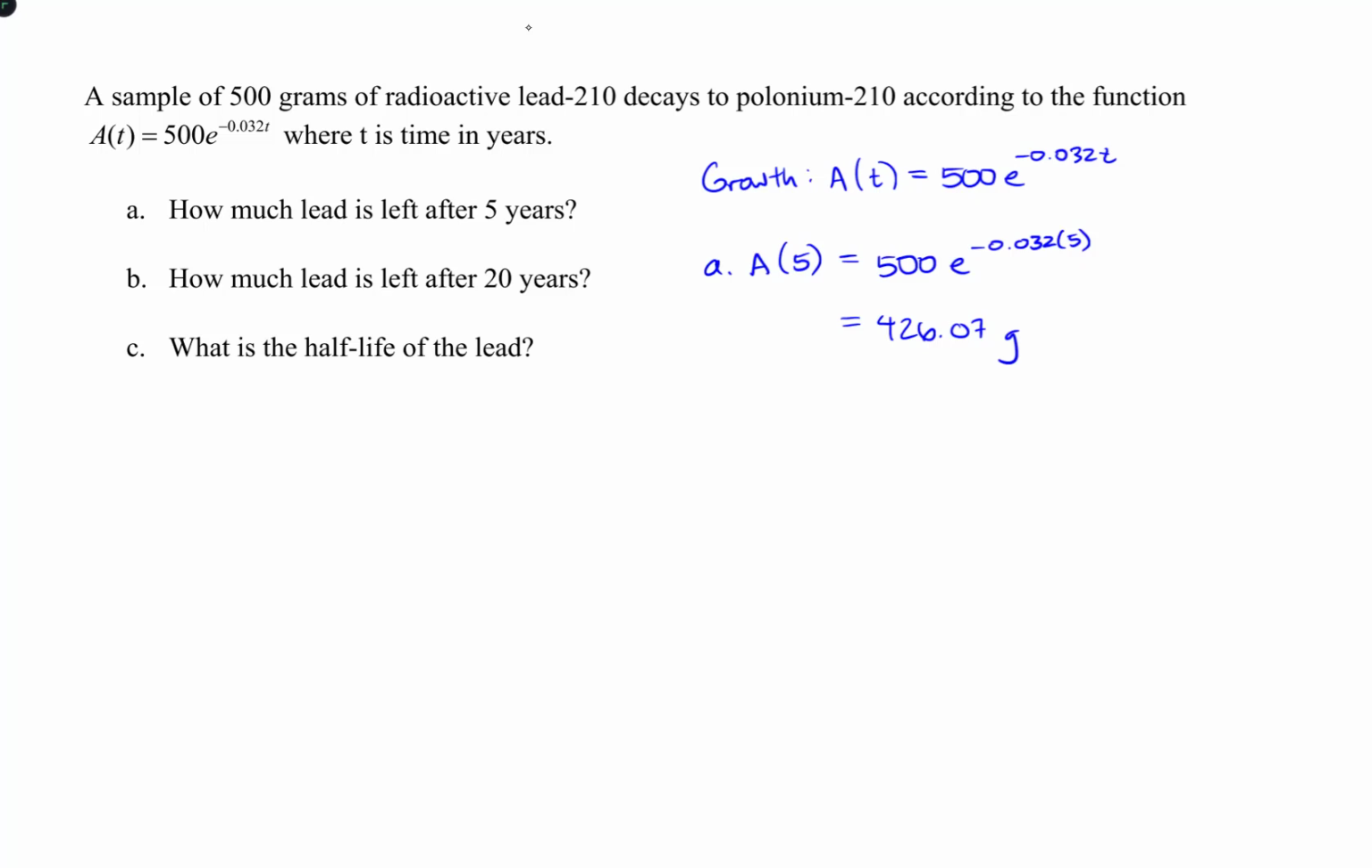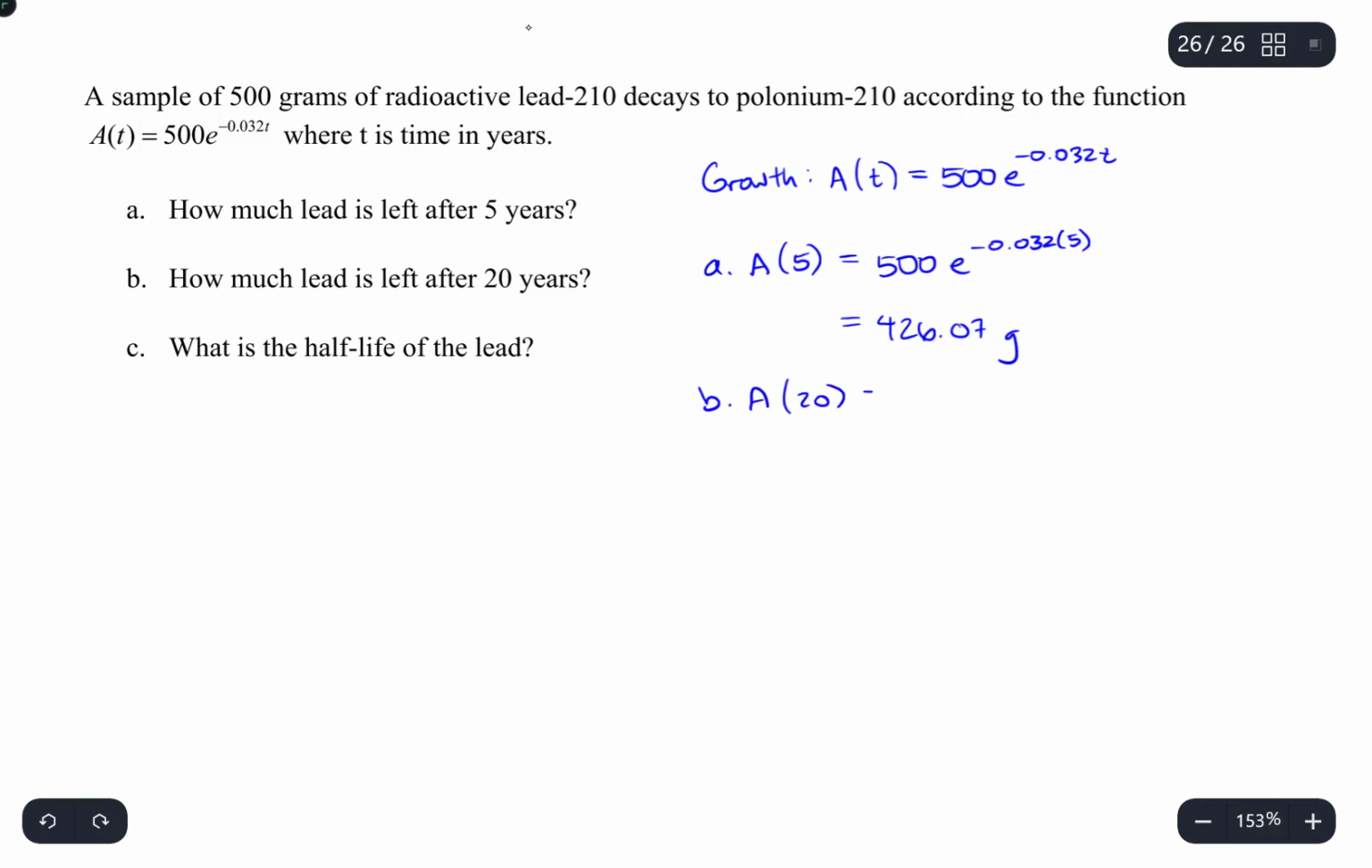If about 75 grams decayed away after 5 years, the question is how much is going to decay after 20 years? Well, the expectation would be, since this is approximately 4 times the amount of time, that we would think it would be 4 times 75 grams, or around 300 grams. Well, let's see what happens. So the amount left after 20 years is going to be 500 e to the negative 0.032 times 20.